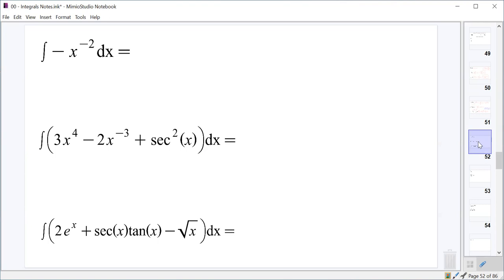For negative x to the -2, we'll just go up to x to the -1. So we'll have negative and then x to the -1, and we'll divide by -1. And so from there, we'll end up with, well, the negatives will just cancel, and we can ignore the 1 in the denominator, x to the -1, or just 1 over x plus a constant.